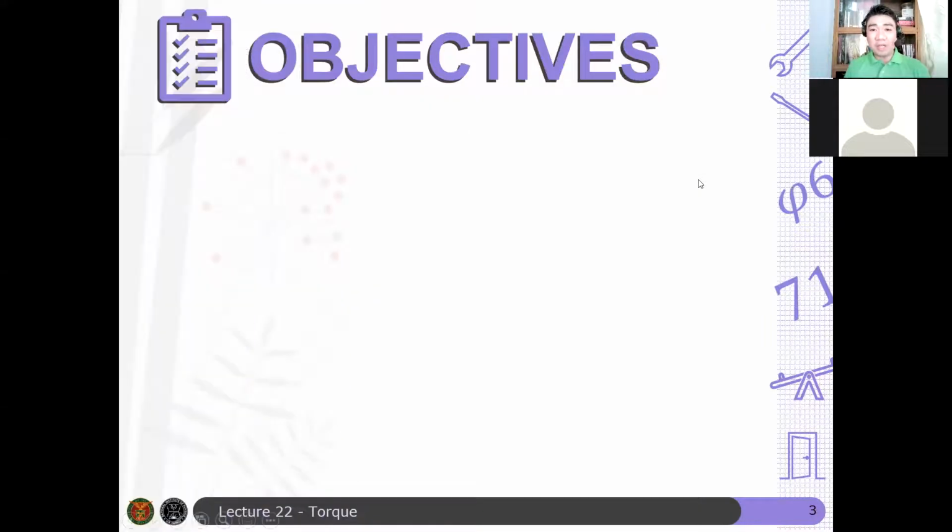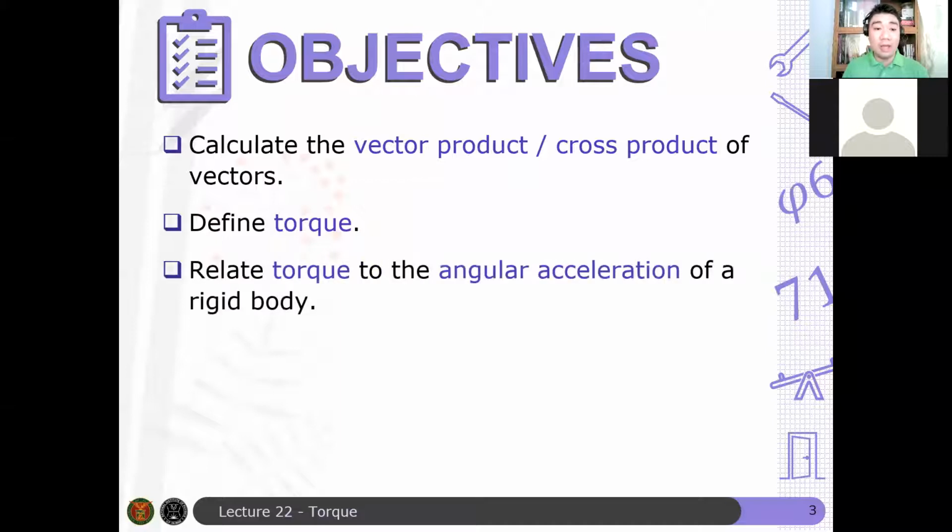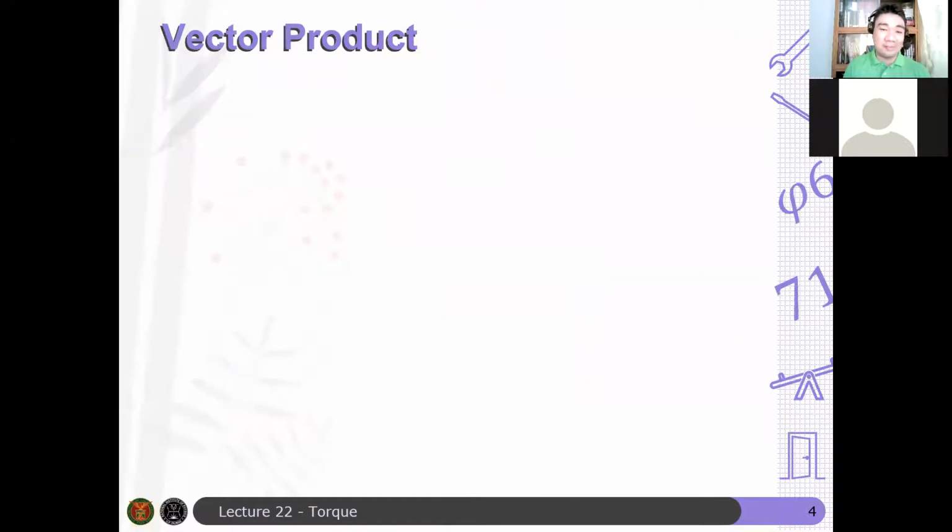Okay, so here are the objectives of this session. At the end of this lecture, you should be able to first calculate the vector product or the cross product of two vectors. So again, medyo mas complicated mag-calculate ng vector product. Medyo hassle siya, pero pag-uusapan natin yan. And then we define what torque is. Torque is, again, the rotational analog of force. We relate torque to the angular acceleration of a body using Newton's second law for rotation. And that's it. Yun lang naman.